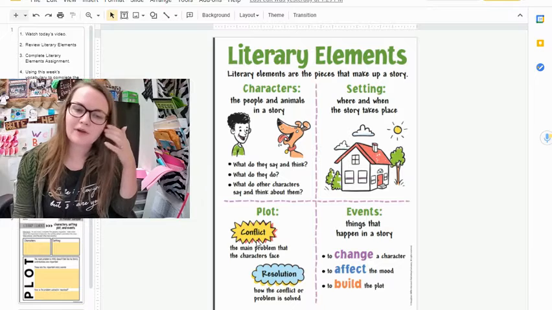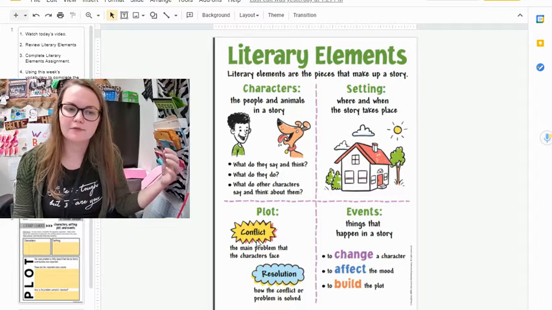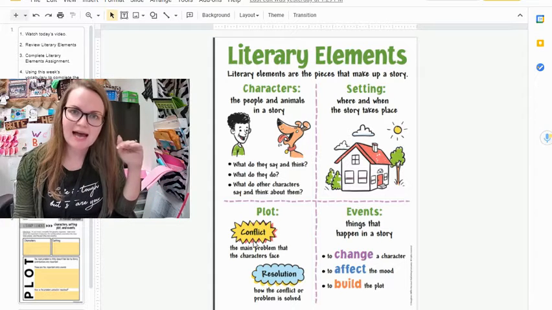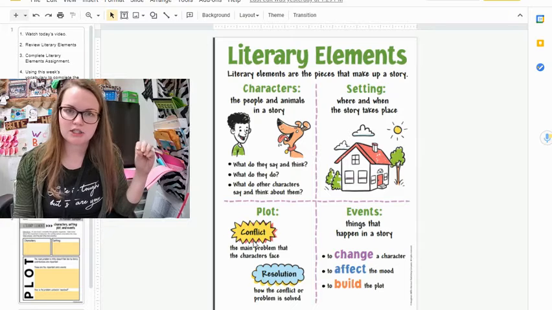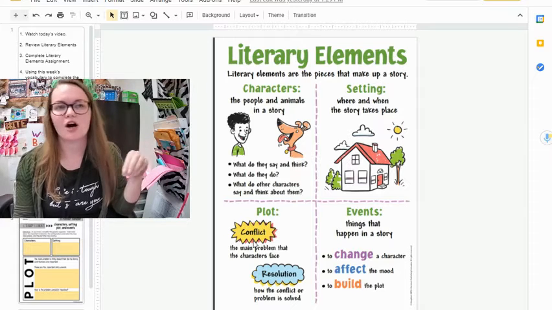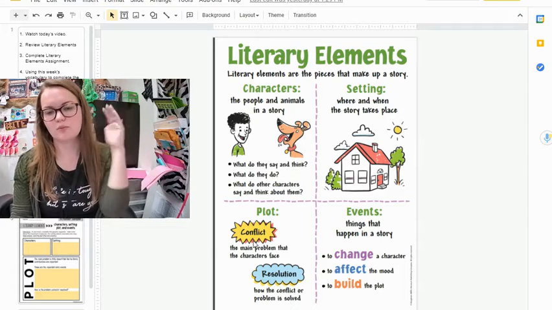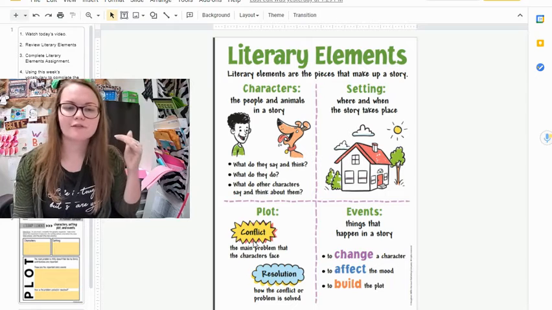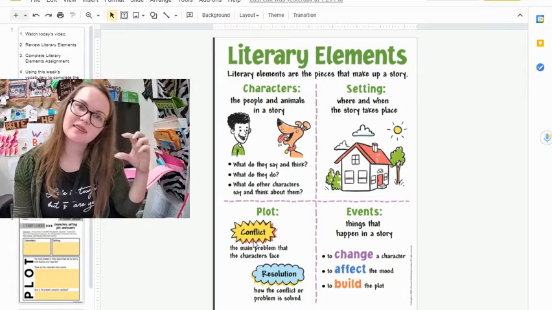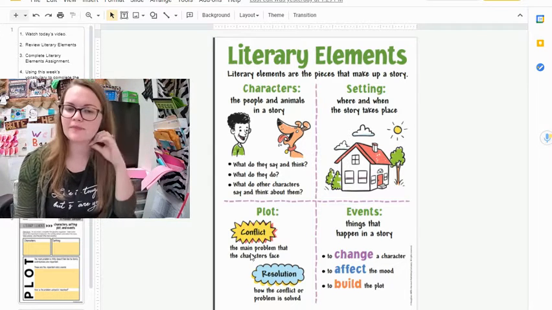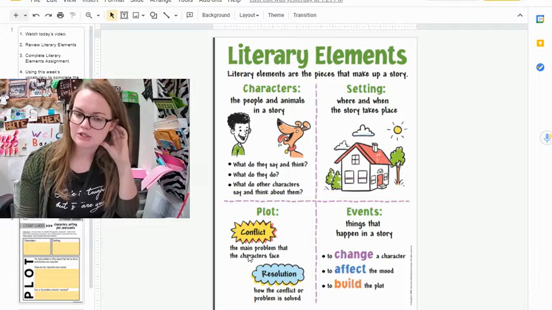Then you can think about the plot. We've talked about plot before. We have our exposition that introduces our characters and the setting. We have our rising action where we have all those important events. We have our conflict, which comes in the exposition usually, or the rising action. And the conflict is the main problem that the characters face.